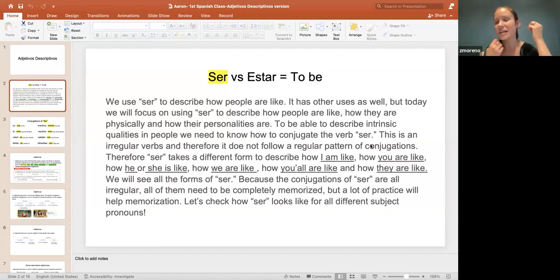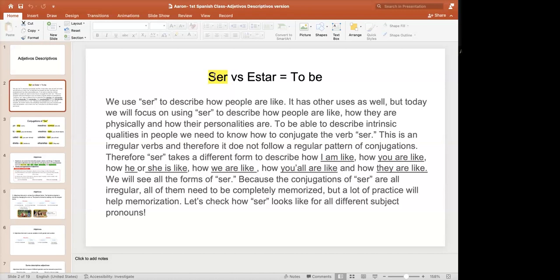In Spanish, instead of one verb that means to be, we have two. We have ser and we have estar. Both of them mean to be, but ser is used for some things and estar for some others, okay? So today, we're not going to care about estar because what we're going to see today, we do with the verb ser, okay? To describe a person, how a person is like physically and a little bit of their character as well, we're going to use ser. Can you say ser? Ser.